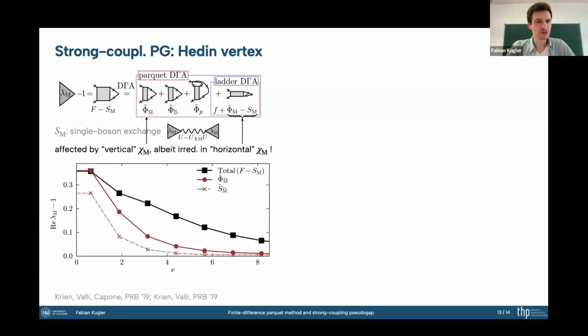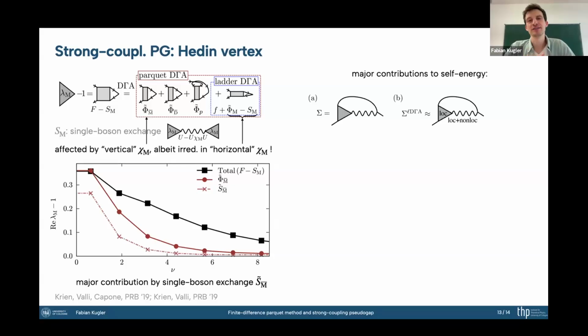We can just confirm this numerically. The main contribution comes from phi m bar, spin fluctuations in a transversal channel, and mostly so from single boson exchange. This brings me to my final point. What are the minimal essential ingredients? In a minimal manner, the self-energy has this Hedin form. The susceptibility is strongly local and non-local. In ladder D gamma A, the Hedin vertex is mostly local. We can forget about this multi-boson part.